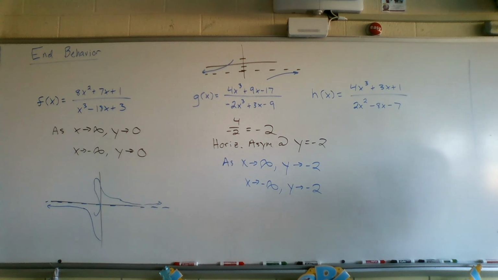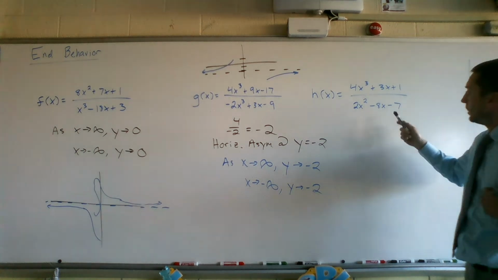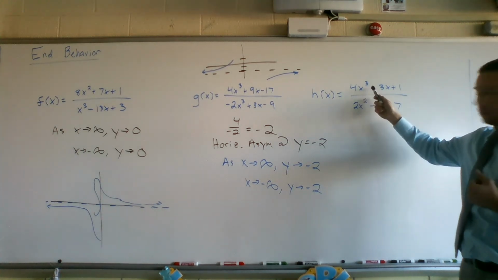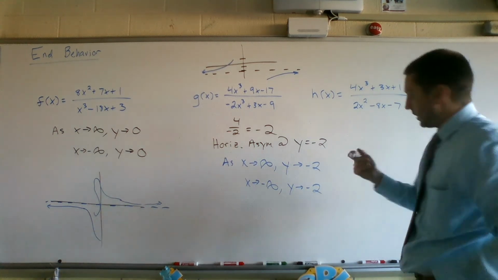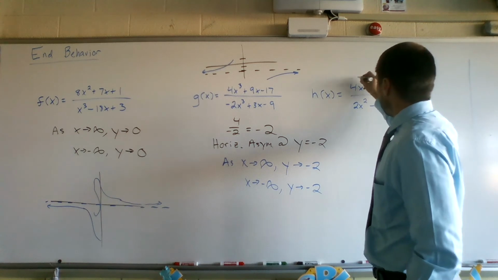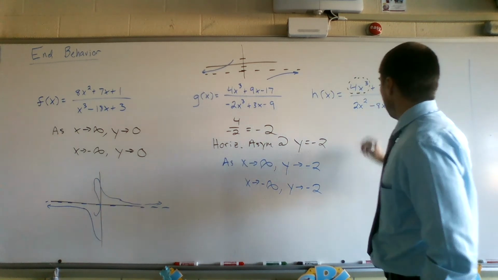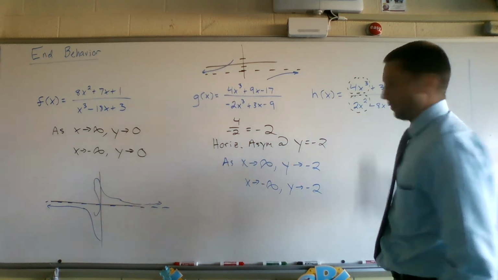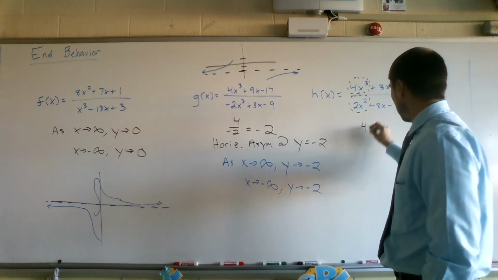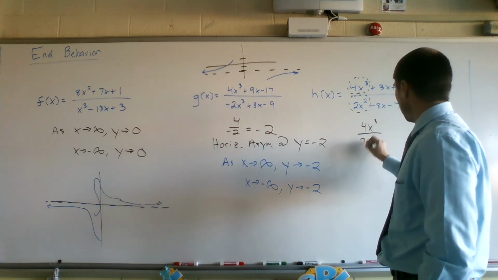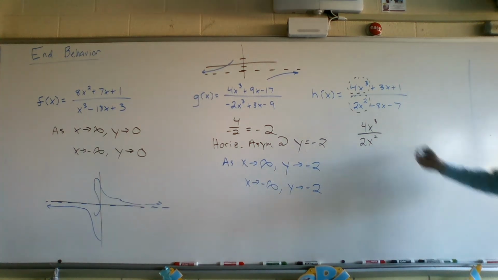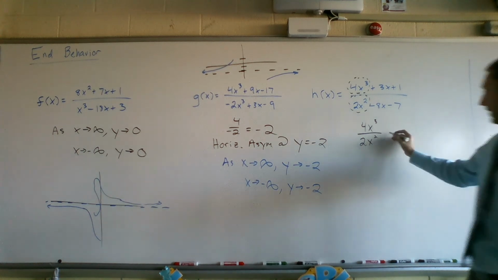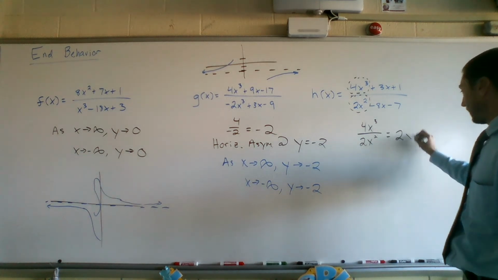All right, last one. Top heavy, bottom heavy, or balanced? Okay, so this is top heavy. The degree on the top is 3. The degree on the bottom is 2. So my strategy here, this takes a little bit extra effort. So I look at the terms that dominate. So it'd be 4x cubed and 2x squared. So 4x cubed dominates on the top, and 2x squared dominates on the bottom. So I know my function is going to behave the same as whatever this behaves. So if I simplify, I get 2x.